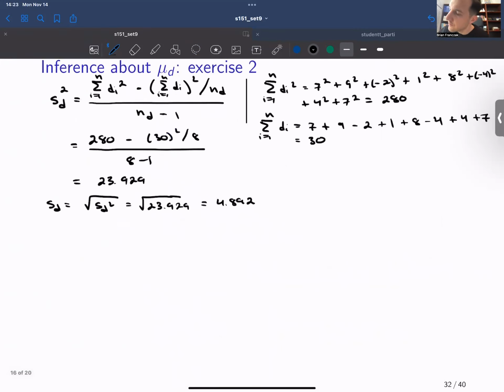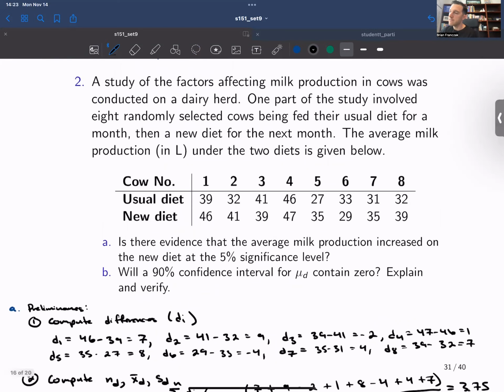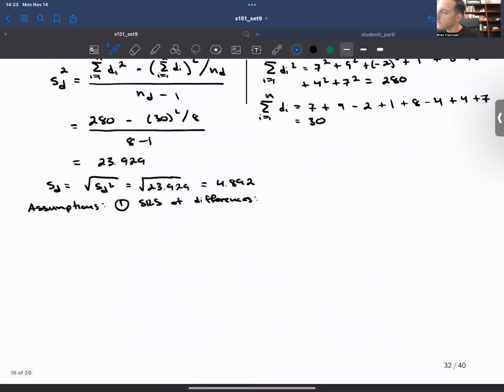All right, so now we can actually start the test. So we start off with a set of assumptions. And again, this is essentially the same setup as a 1 sample t-test. All right. So first, do we have a random selection of differences? Well, the question tells us that we have 8 randomly selected cows. So if the cows are randomly selected, the differences will be randomly selected as well. So this first assumption is fine.